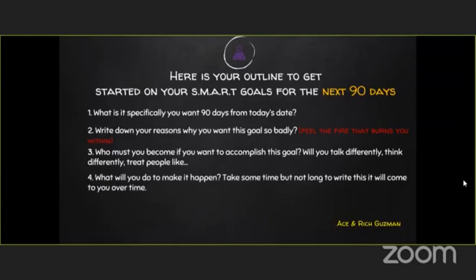Very good. Number 4, what will you do to make it happen? Think about what you are going to do. Take some time, but not too long on thinking about this because it will come to you over time. But for now, put a little something down. Maybe 1 sentence, 2 sentences. Are you going to start buying solo ads for the next 90 days? Are you going to drive traffic, right? Run your first ad. Make some content-driven posts on social media. Maybe do your Facebook Live, right? What do you need to do to make it happen?